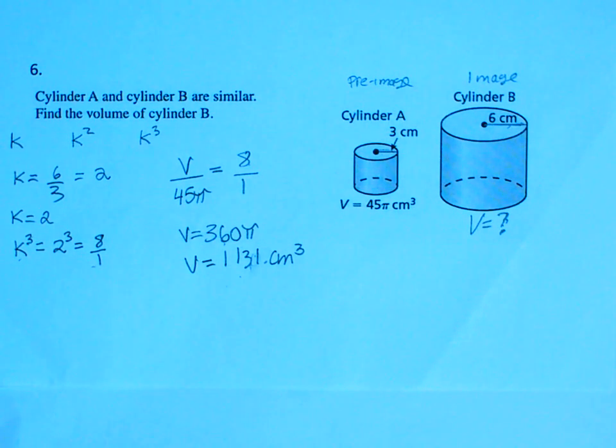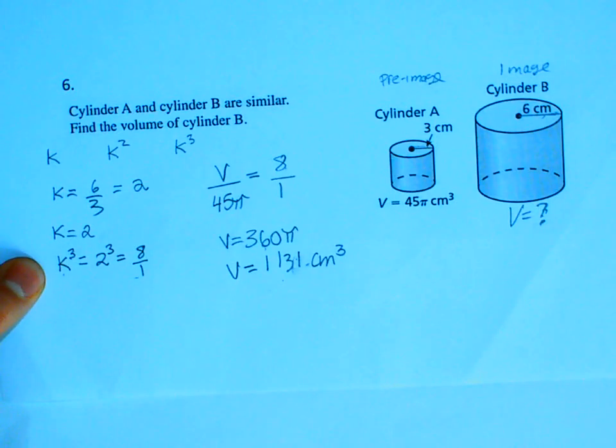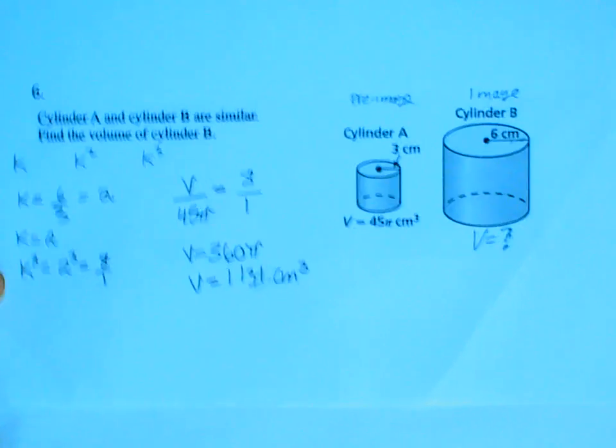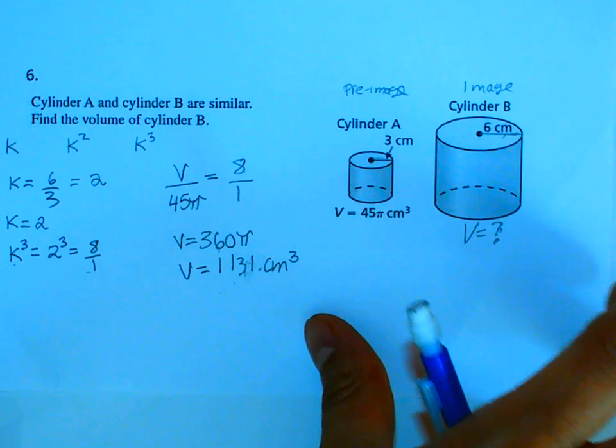The biggest mistake people make is here at this step. They forget to cube. Now, sometimes they're going to give you some problems where they're dealing with the area, and you have to figure out what K is, and then you have to figure out what K to the third is. It's like a puzzle. And that's number 6.